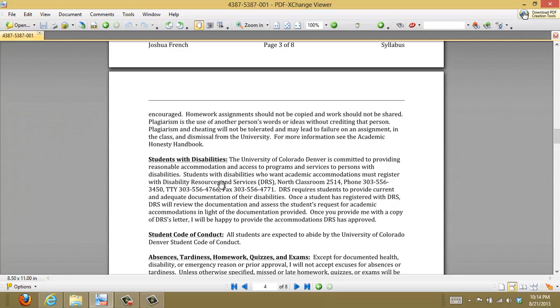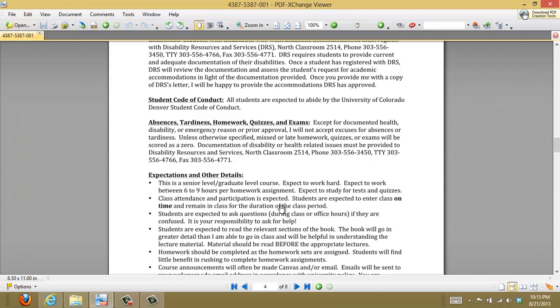However, in order to receive these accommodations, you do have to go through the Disability Resources and Services group on campus. If you don't go through them, then I can't provide you with any kind of accommodation whatsoever. But as long as you go through them and they provide me with an email or a piece of paper stating exactly what accommodations you need to be provided, then I'm completely happy to provide you with whatever they ask me to. I do expect you all to abide by the UCD Student Code of Conduct, so please look at that. The document is also linked later in the syllabus.